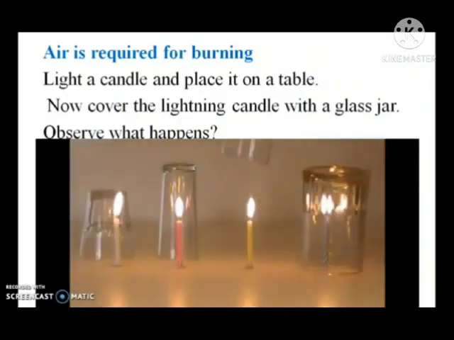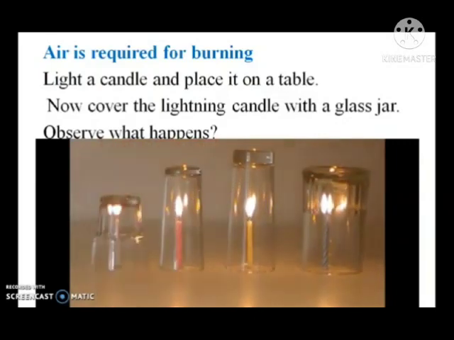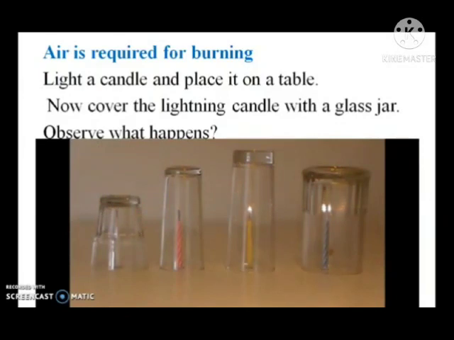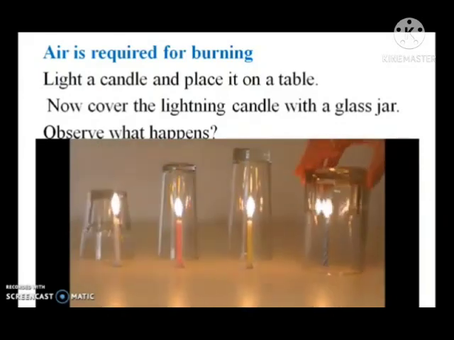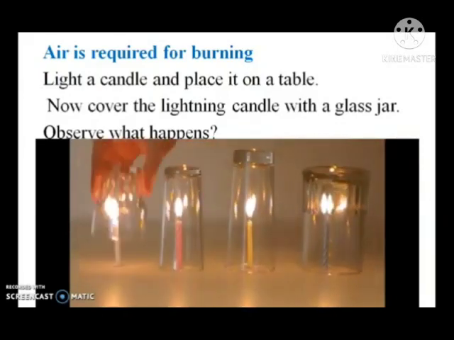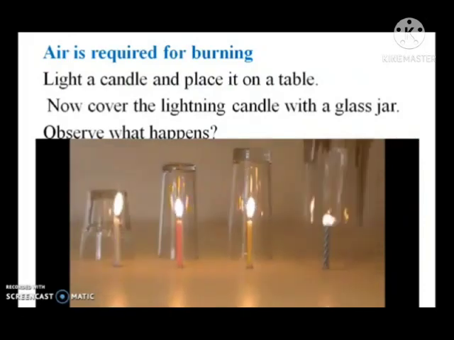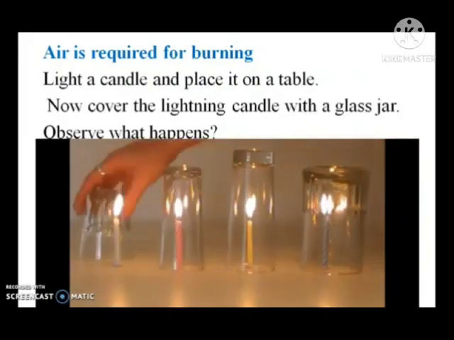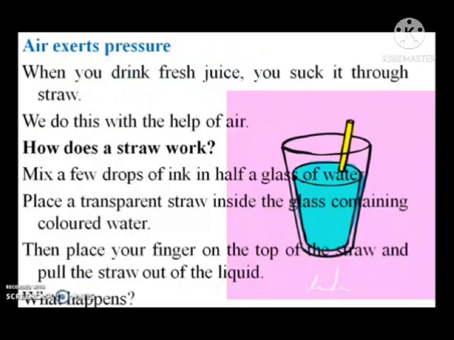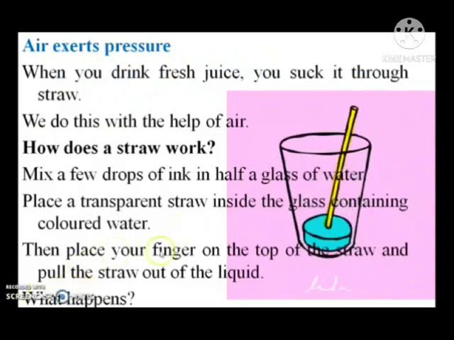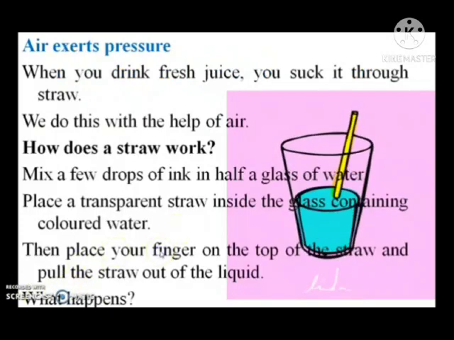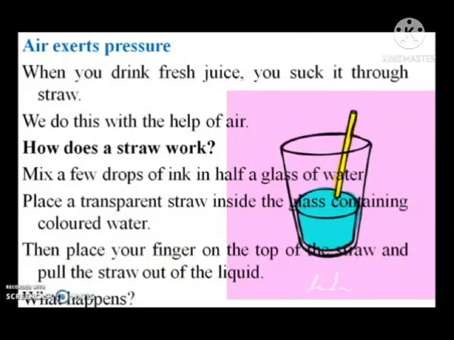Light a candle and place it on a table. Now cover the lit candle with the glass jar. Observe what happens. Yes, the light puts off. மெழுகுவத்தி ஏற்றிட்டு ஒரு டம்ளர், it should be a கண்ணாடி tumbler, that means glass tumbler, so that you can see. Close பண்ணிடுங்க. Within a minute the light goes off because it needs air to burn. Okay.